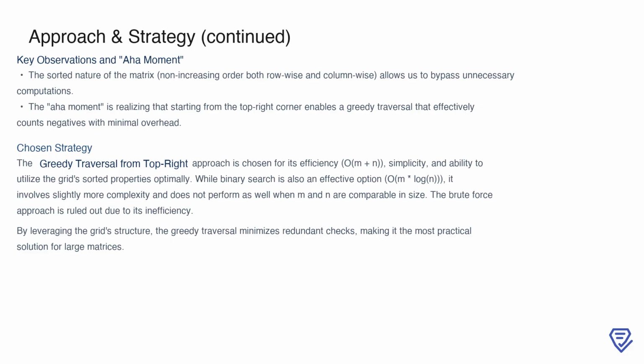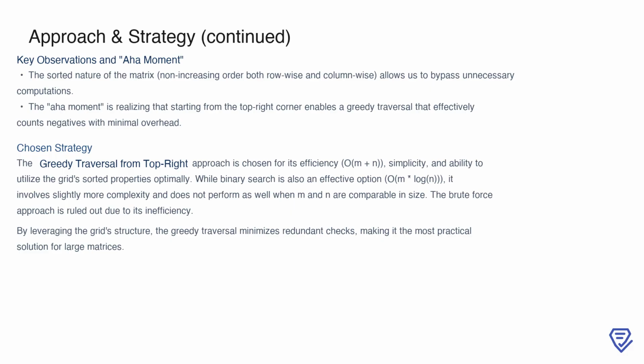After evaluating the options, the greedy traversal approach stands out as the chosen strategy. It offers a time complexity of O(m + n), which is optimal for large matrices, and its implementation is relatively straightforward. While the binary search approach is also efficient at O(m * log n), it introduces additional complexity and doesn't perform as well when the dimensions of the matrix are comparable. The brute force method, though simple, is ruled out due to its inefficiency. By fully leveraging the grid's sorted properties, the greedy traversal method provides the best balance of simplicity, efficiency, and practicality for this problem.